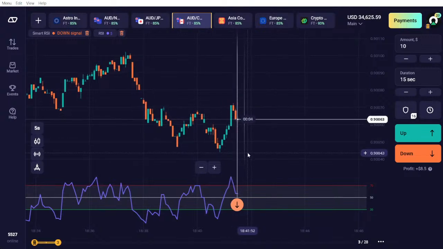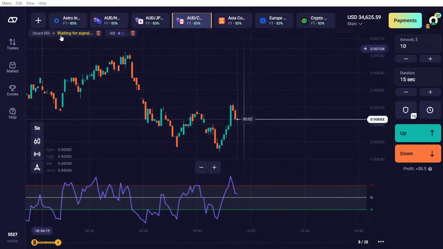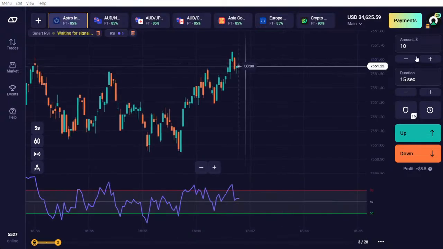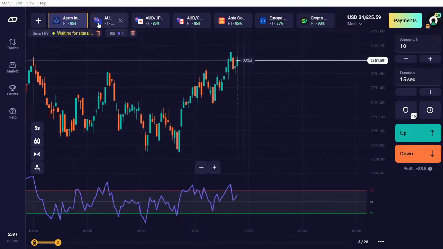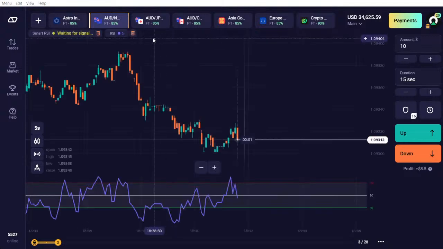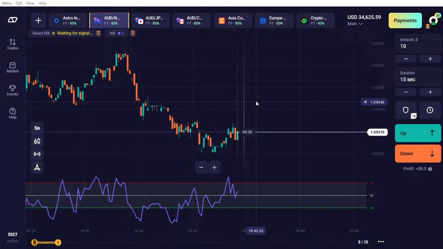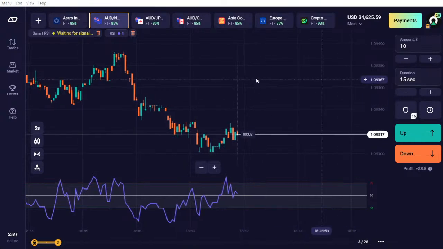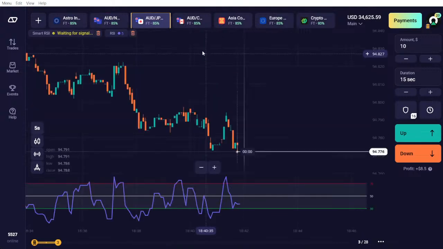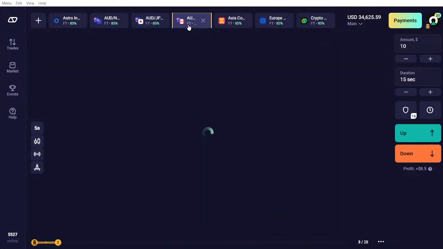You should be all set to take a trade. If you observe my screen, I have already put the amount, and I have opened all those assets on which we can open a trade of less than 1 minute. I have already selected the trade duration also. So everything is all set. Once the signal is there, I will just click on the button and bang, the trade will be there.